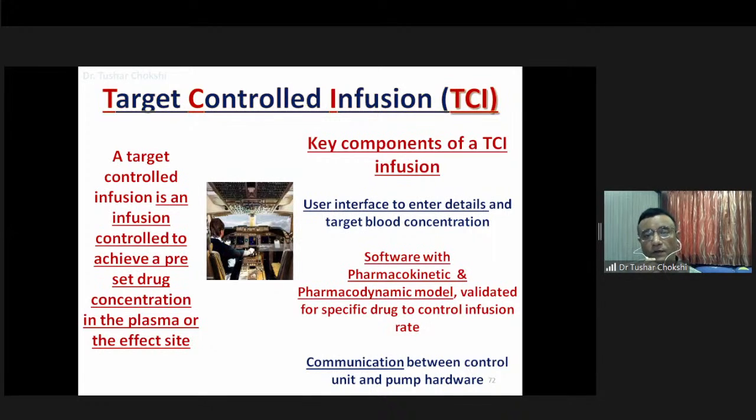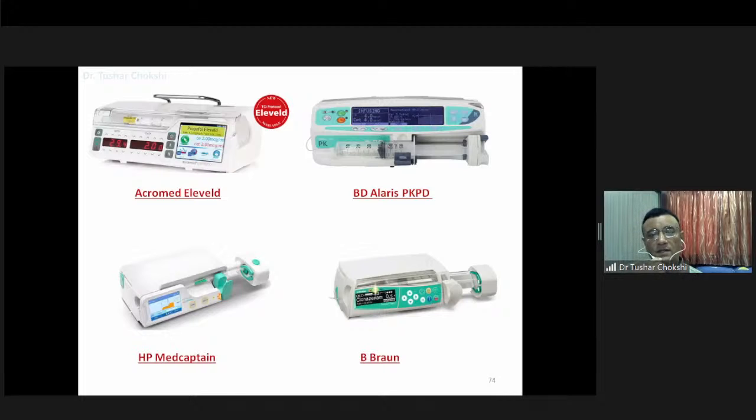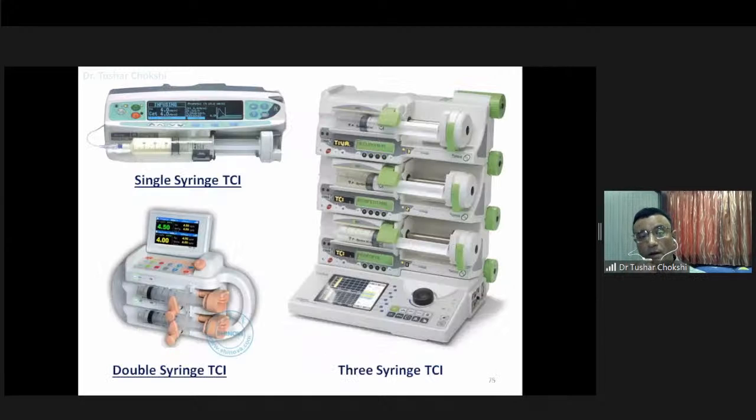Now, target controlled infusion. Dr. Shivakumar has told you very nicely in detail. It is an infusion controlled to achieve a preset drug concentration in plasma or effect site. There are two types: drug specific models, which he mentioned, like Schnider, Minto, Kataria or Perfusor, and another, the general purpose model, with all the drug software available nowadays. And these are the models available in India: Acromed, SP Medcaptain, BD, LRS, PKPD, and B Braun.